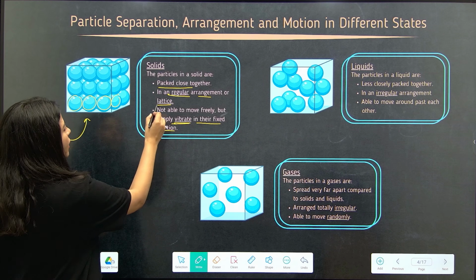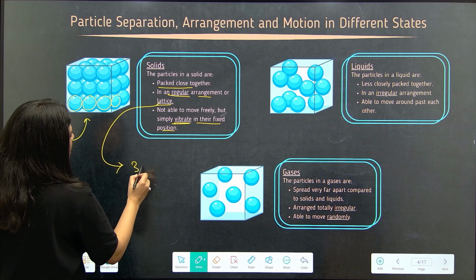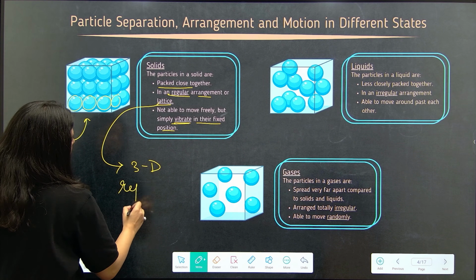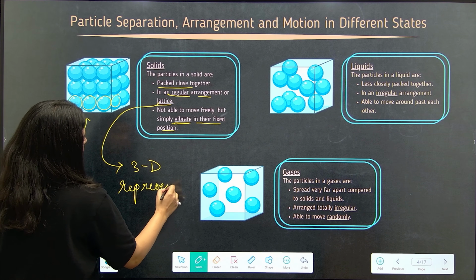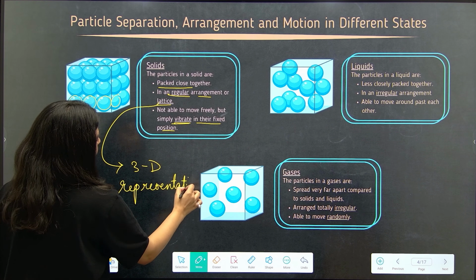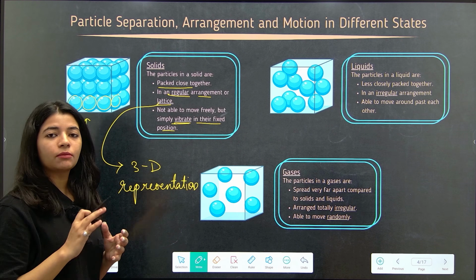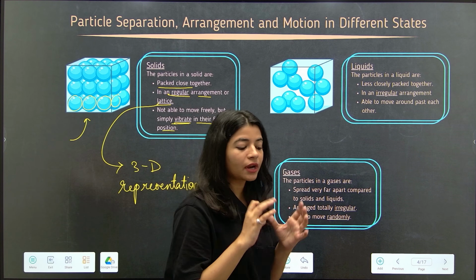Now, what is a lattice? A lattice is a 3D representation of the arrangement of particles. It's the 3D representation of particles which are arranged in a regular manner.